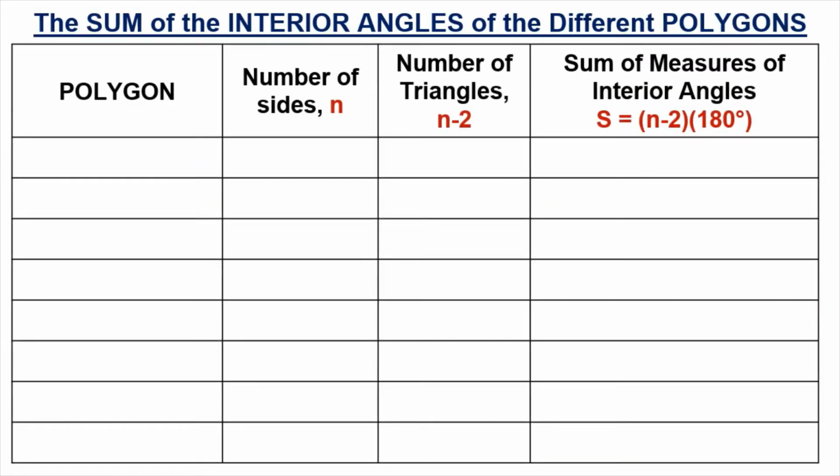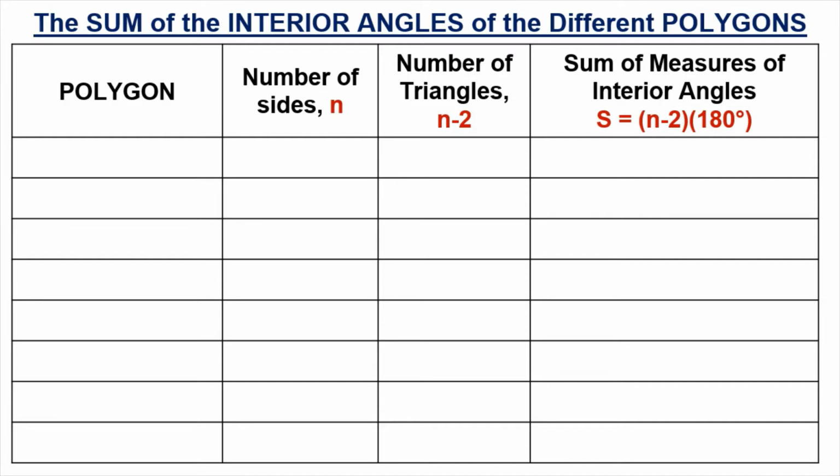So, we have here a table. We have 4 rows: polygon, number of sides, which is n, then number of triangles, n minus 2, and then sum of measures of interior angles. S is equal to n minus 2 times 180 degrees. Kung gusto nating malaman kung ilang triangles yung mabubuo sa isang polygon, yung number ng sides niya minus 2. Okay po. Yung n po, palagi po yung number of sides.